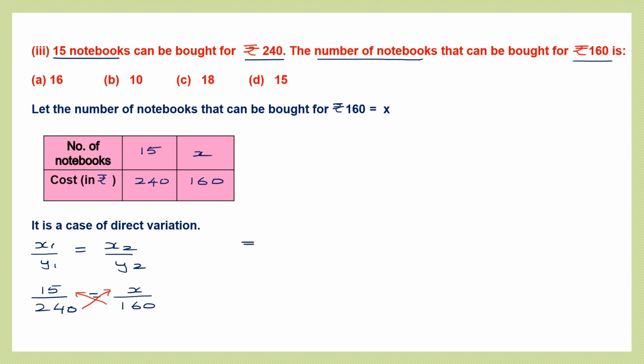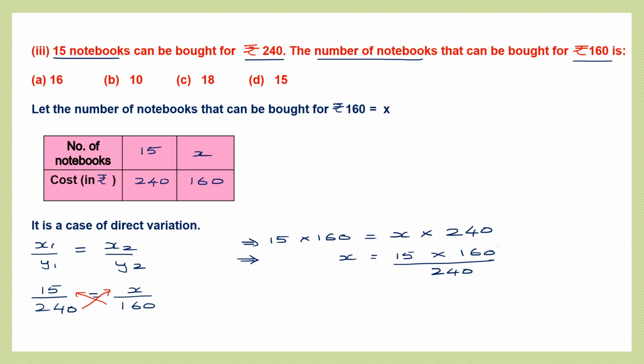We get 15 into 160 is equal to x into 240. Now we're going to find the value of only x. So we say x is equal to 15 into 160 divided by 240. We're going to take this 240 away from x. We're going to put it along with these numbers on the other side. So because it is multiplication, it has now become division.